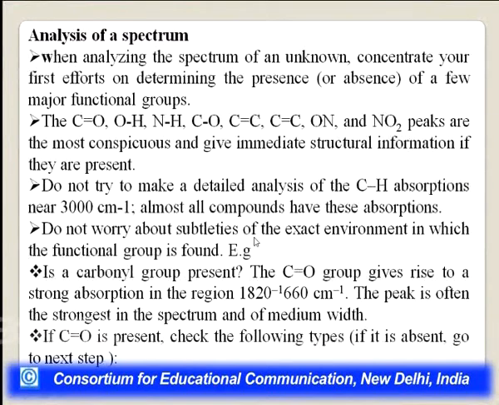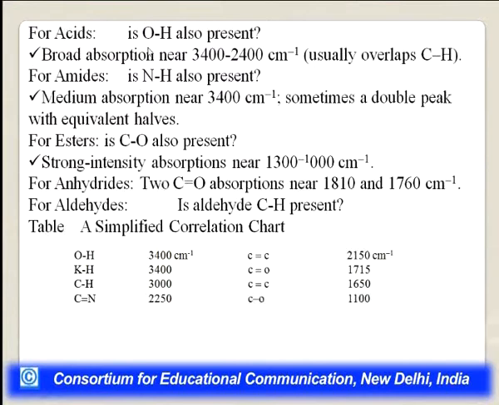Do not worry about subtleties of the exact environment in which the functional group is found. Is a carbonyl group present? The carbonyl group gives rise to a strong absorption in the region 1820 to 1660. The peak is often the strongest in the spectrum and of medium width. If C double bond O is present, check the following steps. For acids, is OH also present along with C double bond O? A broad absorption should be present near 3400 to 2400, which usually overlaps the CH.